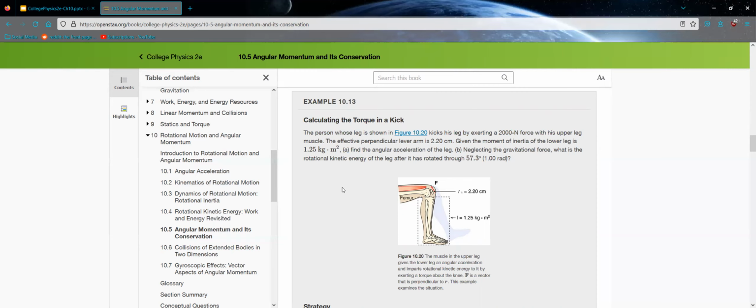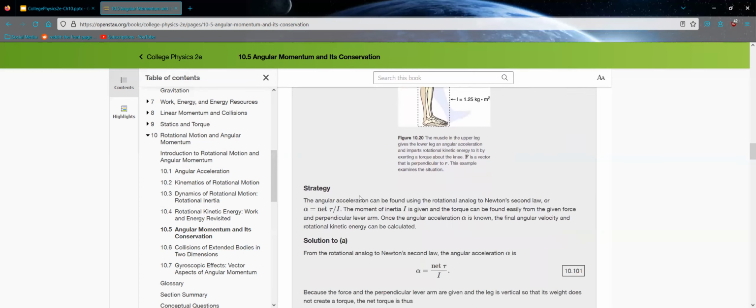Given the moment of inertia of the lower leg is 1.25 kilogram meters squared, so I'm giving you I of the lower leg, find the angular acceleration of the leg given that force, and then let's neglect gravity to determine the rotational kinetic energy of the leg after it's rotated some 57.3 degrees, so about a radian of distance.